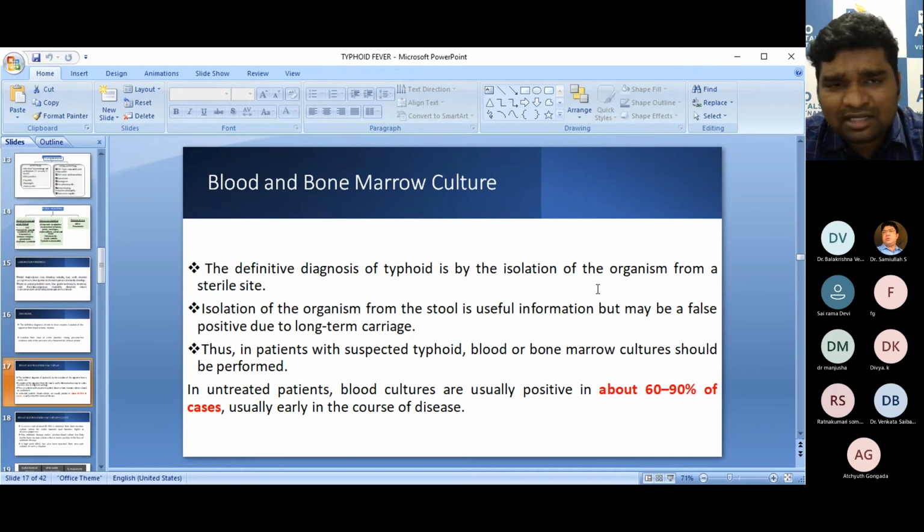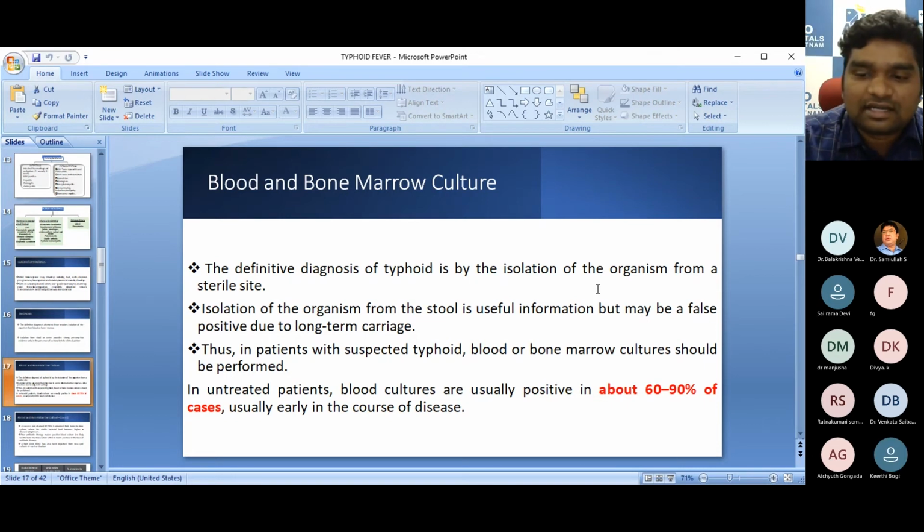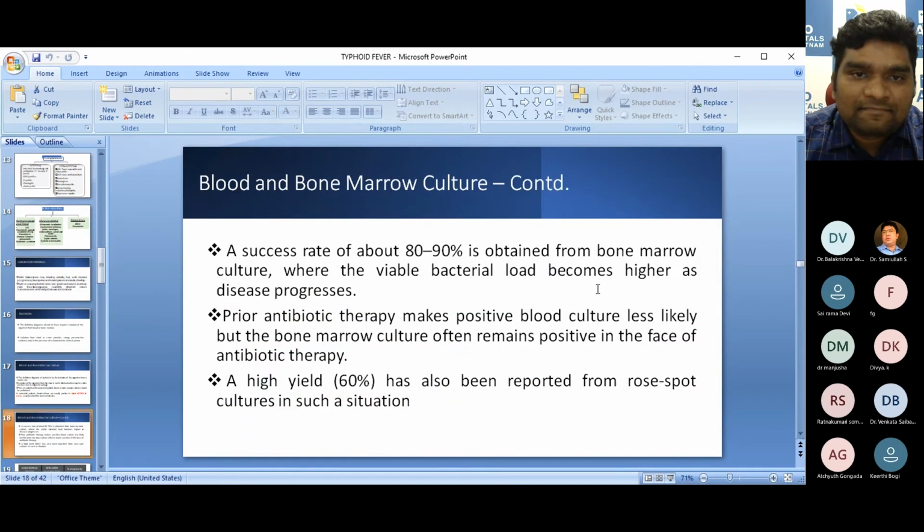The difference between blood and bone marrow culture is that with the use of antibiotics, the blood culture may become negative, but the bone marrow culture tends to remain positive even with antibiotic use. So bone marrow culture is more specific for typhoid. Sometimes 60% of cultures from the rose spots are also positive.